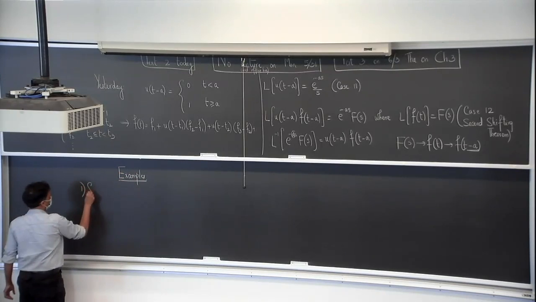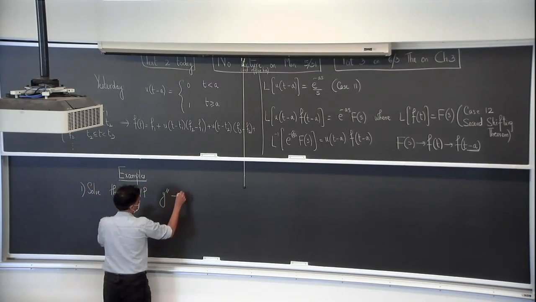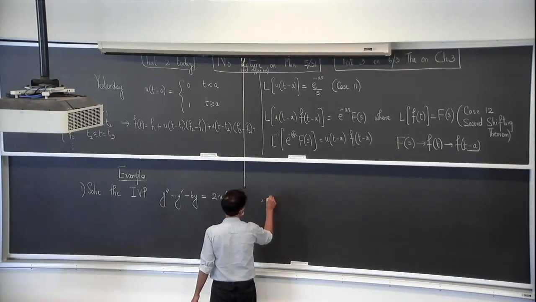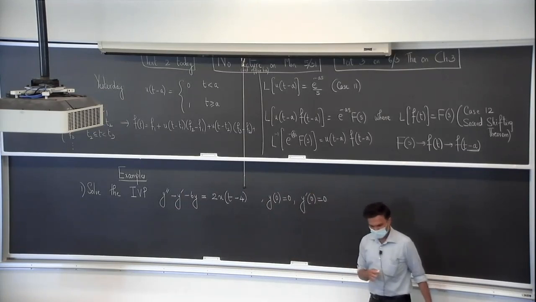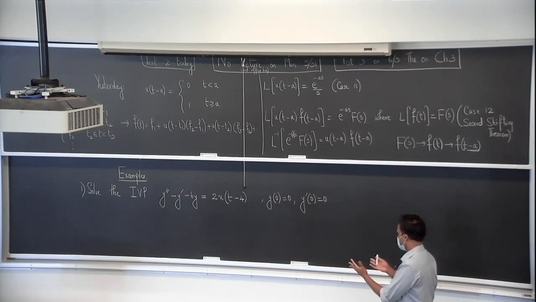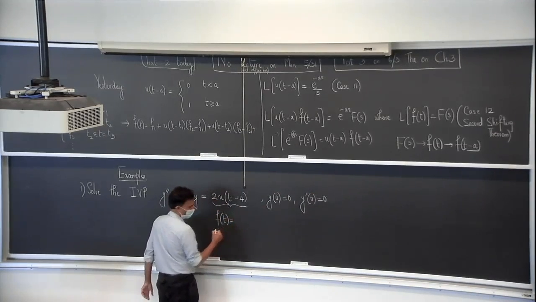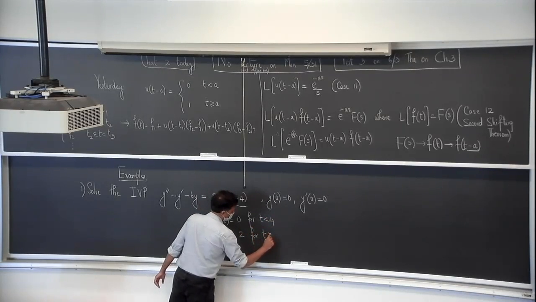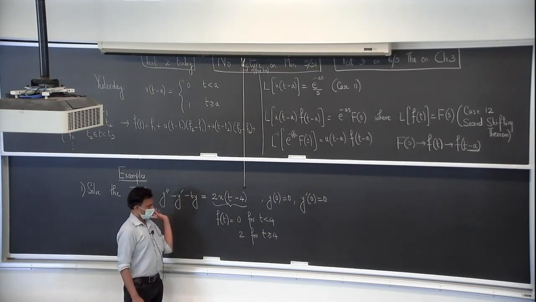Solve the initial value problem y double prime minus y prime minus 6y equal to 2 u(t minus 4), where y of 0 equals 0 and y prime of 0 equals 0. The only difference here compared to 3.2 is that the right hand side has a step function. The meaning of this term is that your f of t, the non-homogeneous term, is equal to 0 for t less than 4, and equal to 2 for t greater than 4. If you were doing this without the Laplace transform, you would have to break it down into different intervals and do it separately. This helps you do everything in just one shot.